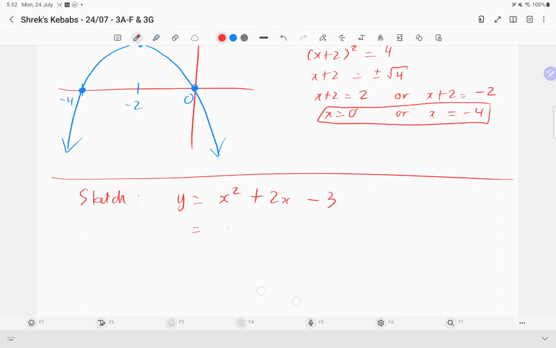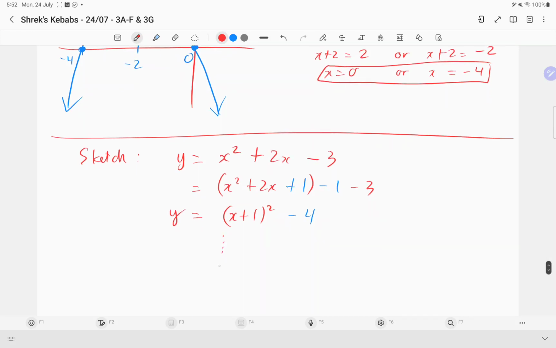x plus 1, wait, x plus 1 minus 3. Plus 1 minus 1 minus 3. Any question here? Okay. Then these three will turn into the perfect square, x plus 1 squared minus 4. That's right. And then the rest just follows. Once you've got this one, it's the turning point form, and you can sketch it.